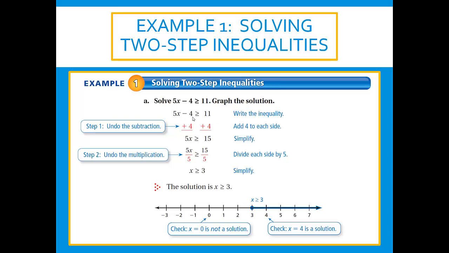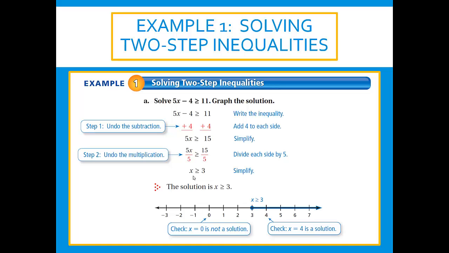So in our problem, we're subtracting 4, so we're going to add 4 to solve. When we add 4 to both sides, we're going to get 5x is greater than or equal to 15. And now we need to divide both sides by 5 because we're going to undo the multiplication. When we divide each side by 5, we're going to get that x is greater than or equal to 3.